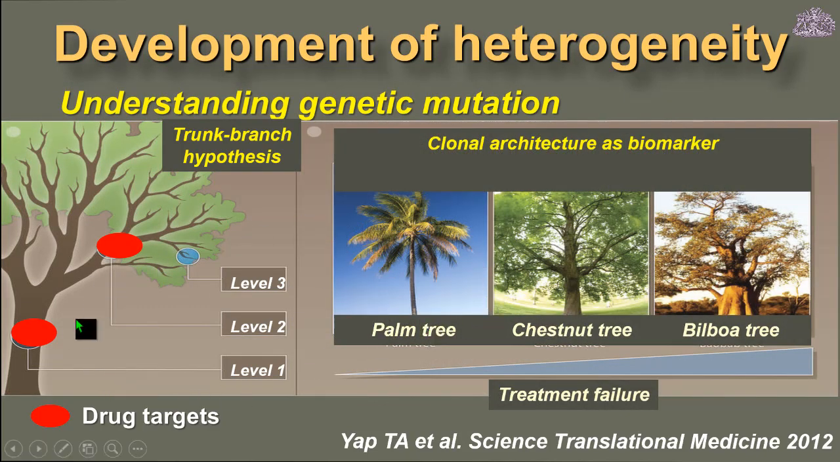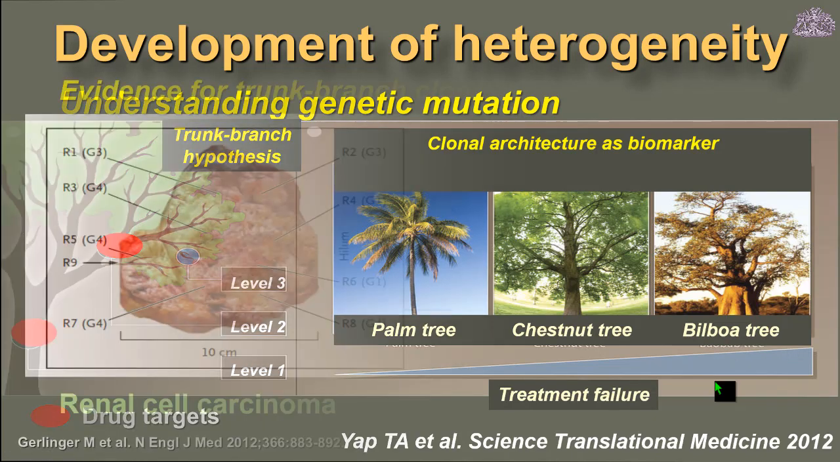So one way of visualizing this trunk-branch mutation is that, moving from left to right, you have increasing what is called mutation complexity. You think of the palm tree as having a really long principal trunk, and then the branches occur really high up in the tree. A baobab tree has a very short trunk, and it's associated with a lot of branches. So what is clear about the complexity of mutation is, as you move from left to right, there is an increasing chance of treatment failure.